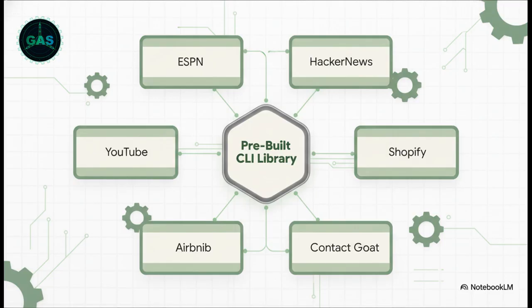Out of the box, the library offers around 50 pre-built CLIs for platforms that either lack clean APIs or have APIs that are just too bloated for agents to handle efficiently. You can instantly access highly efficient CLIs for Shopify, Airbnb, YouTube, and even specialized tools like Contact Goat, which runs cross-checks on LinkedIn to find verified emails.